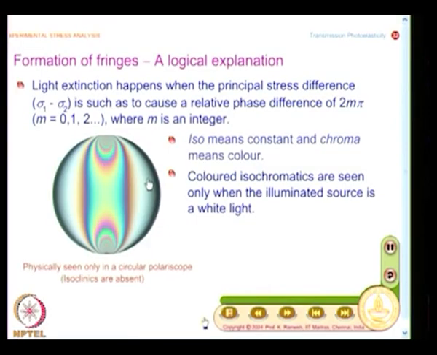Only at those points where sigma 1 minus sigma 2 is exactly 2 m pi will you have plane polarized light coming out, and this is cut off completely by the analyzer, which is kept perpendicular to it. In other cases, the state of polarization will be different. You will also have a component along the horizontal direction, that is why you see the fringe as a band. There will be some small amount of light which your eye is not sensitive enough to distinguish.